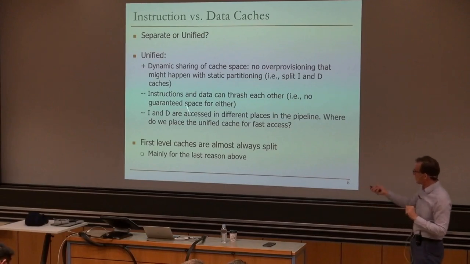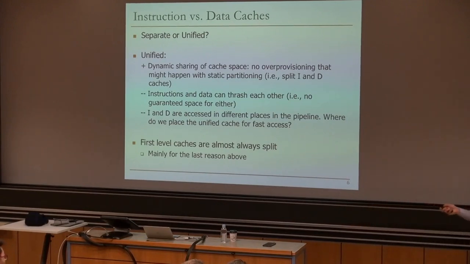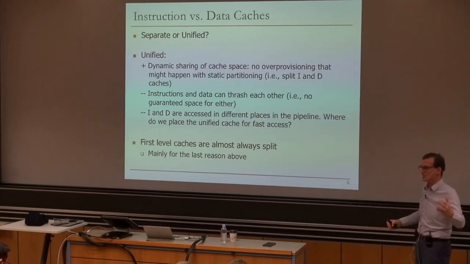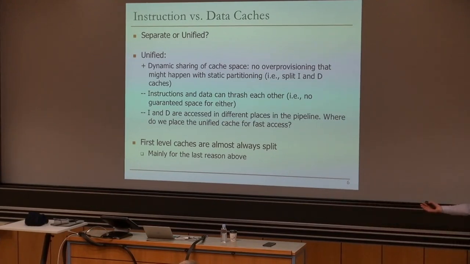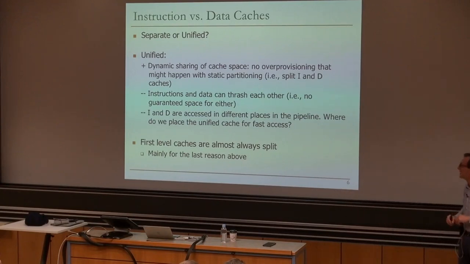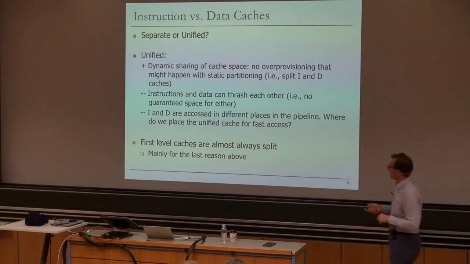So mainly because of this last reason, actually, it's true for the other reasons as well. But mainly because of this reason, first-level caches are almost always split. Instruction cache is closer to the fetch unit. Data cache is closer to the data fetch unit, so that you can quickly supply the data with very little interconnect complexity into the instruction engine as well as the data engine.